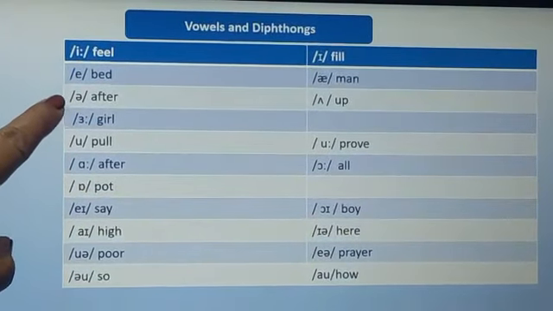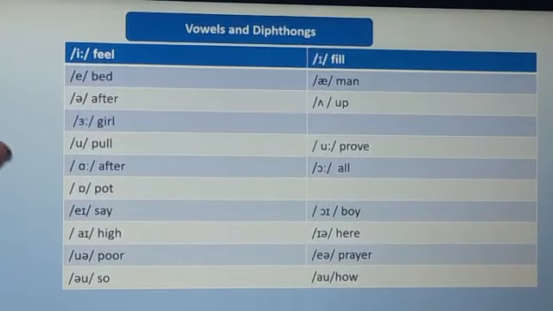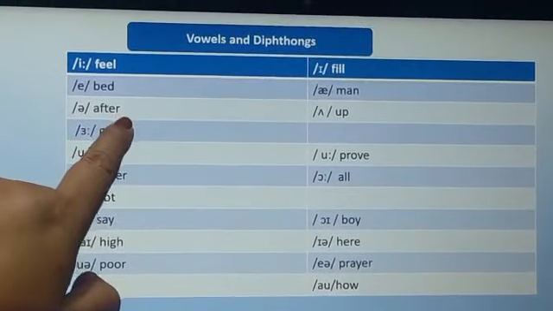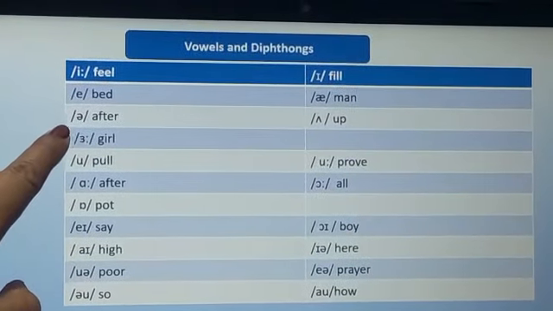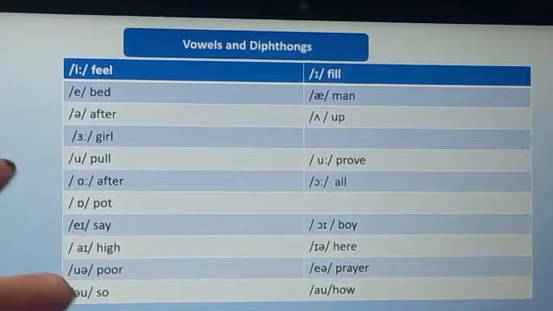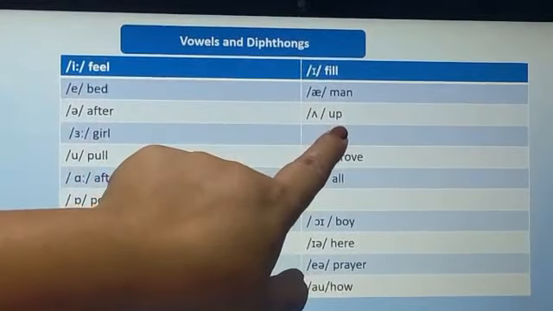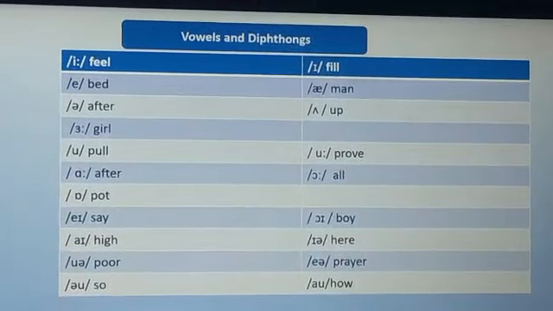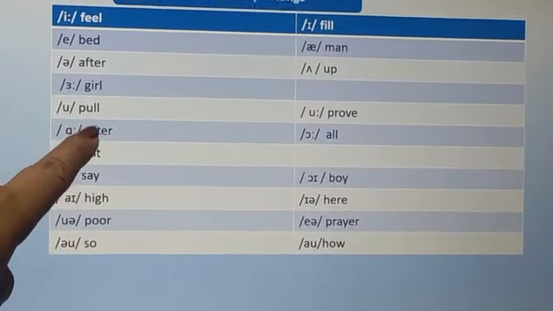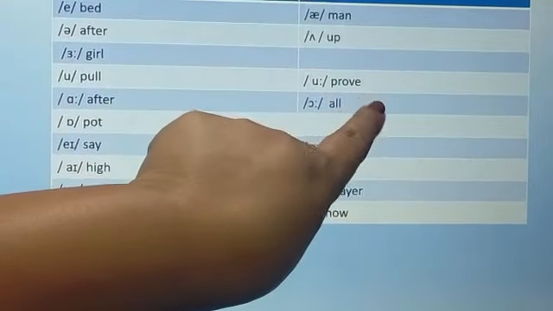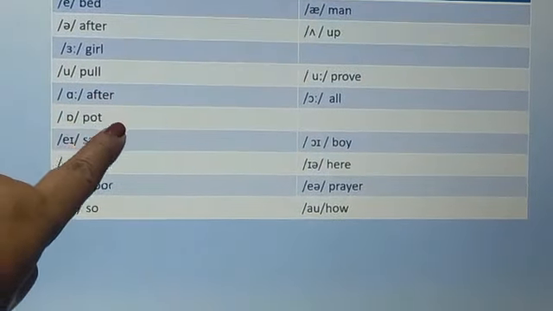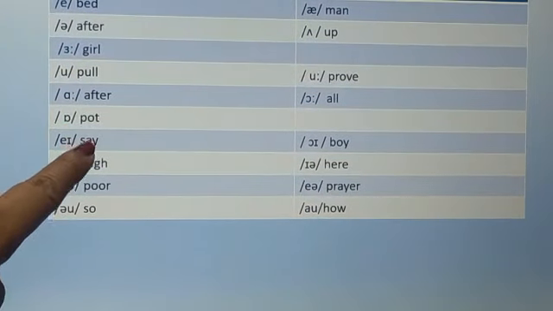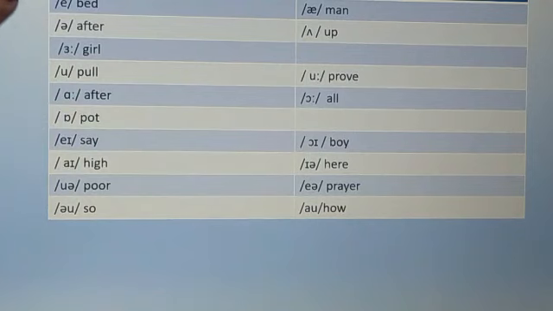Schwa. This is the only vowel which has a name to it. And in the word after, the final er has this sound. You don't even hear that sound. The A as in up. As in girl. U as in pull. U as in prove. A as in after. O as in all. O as in pot. Now till here we had the vowels.